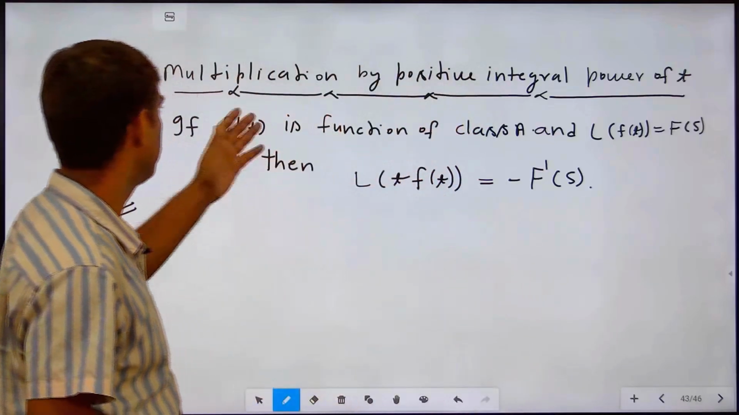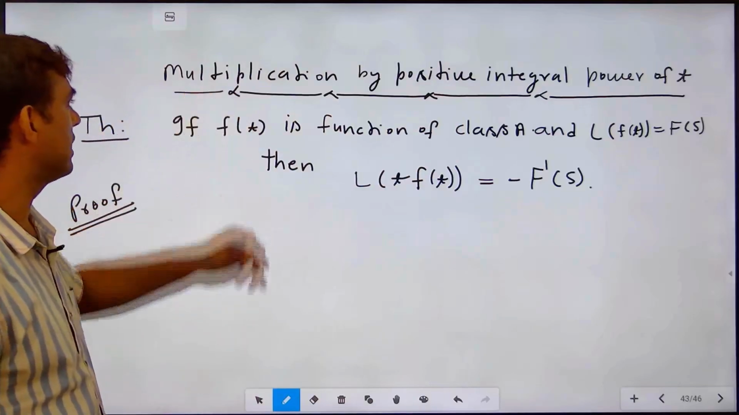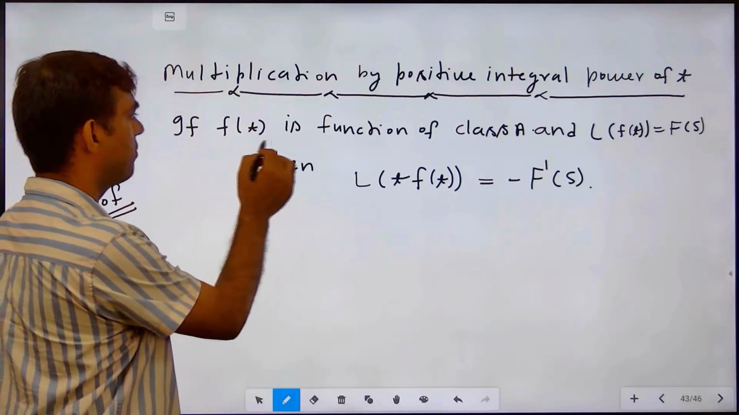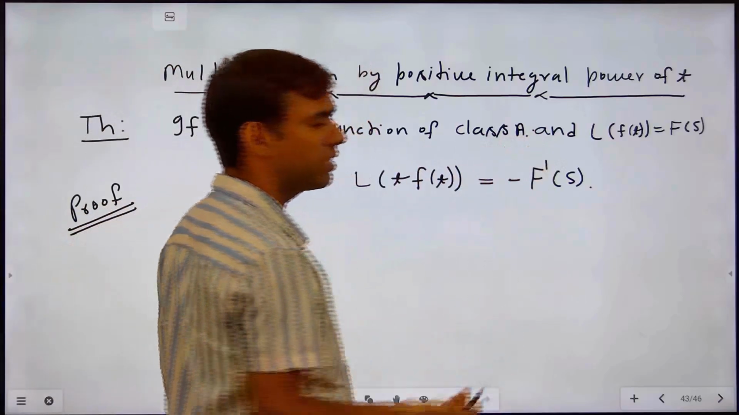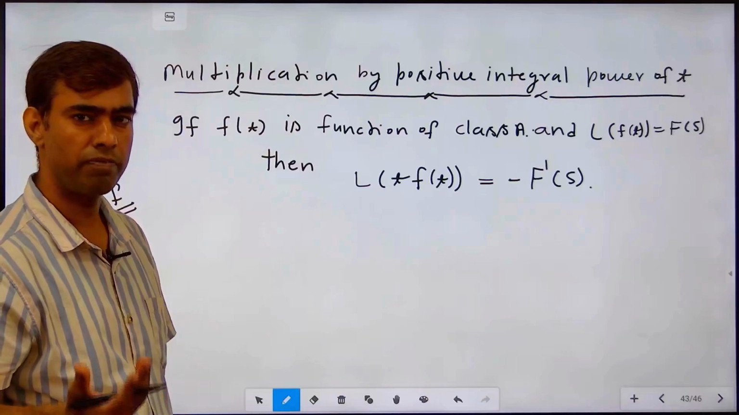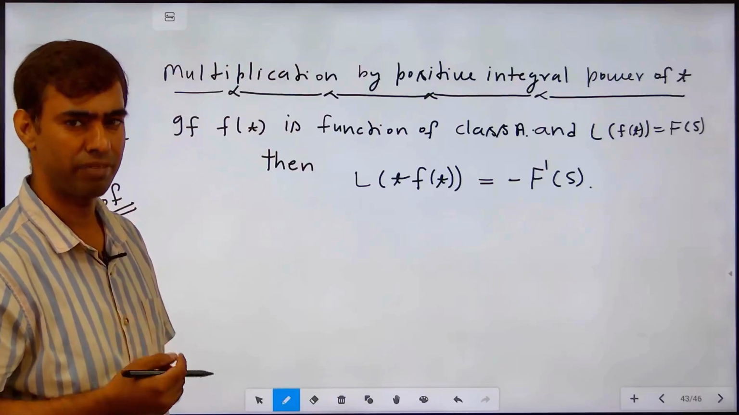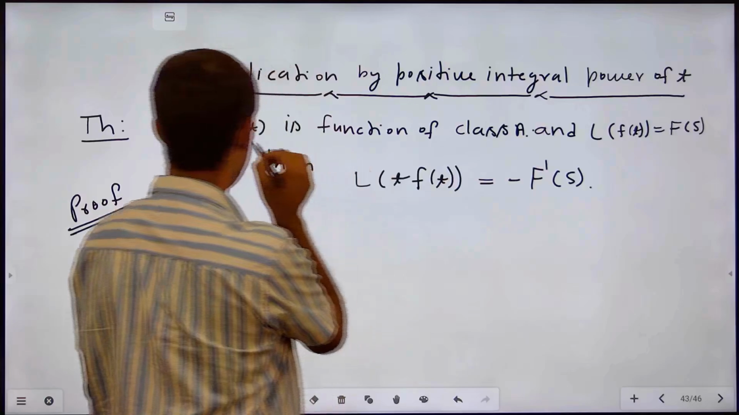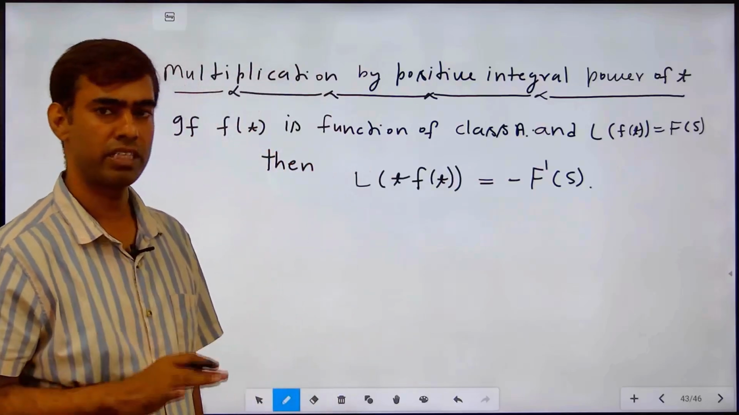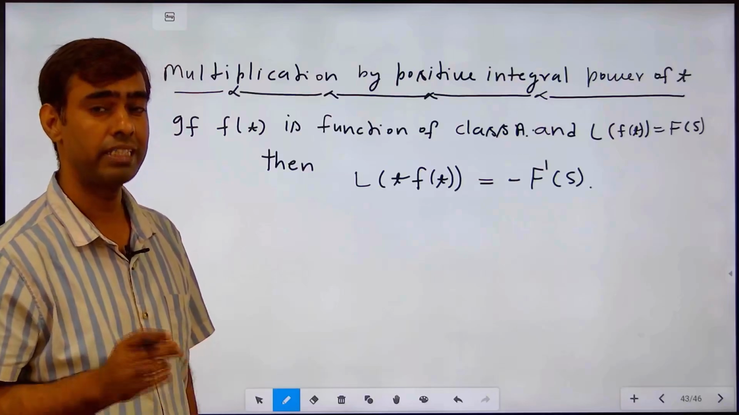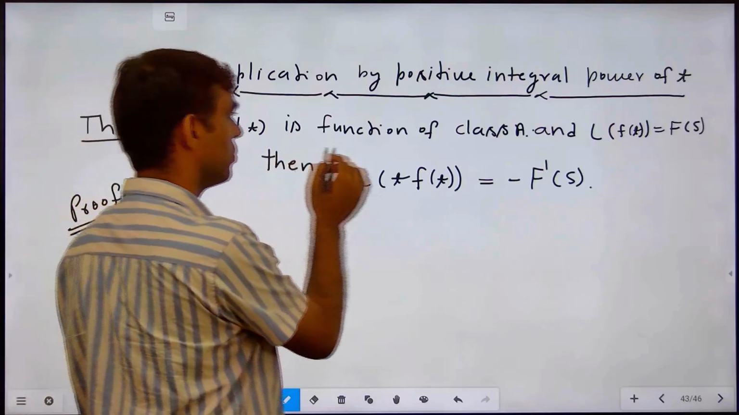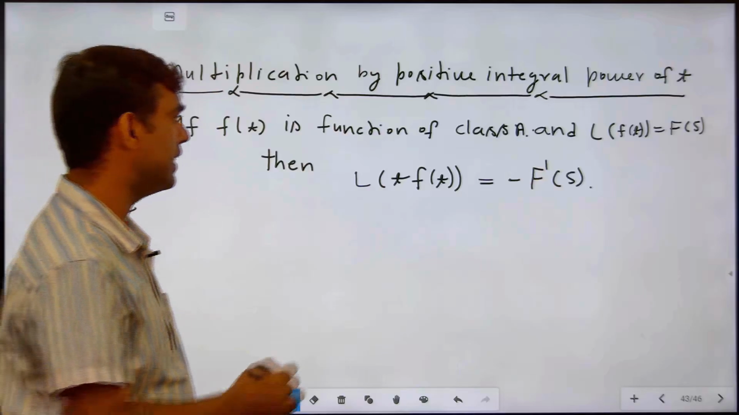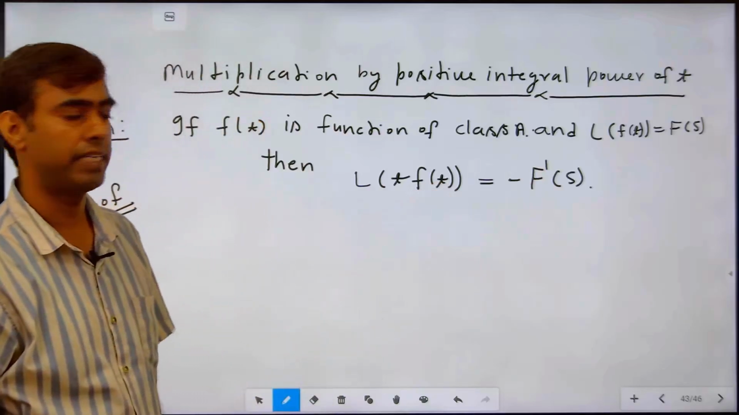So, here we write this property as multiplication by a positive integral power of t. What is the property? If f(t) is a function of class A, meaning a sufficient condition for the existence of a Laplace transform, so that f(t) has a Laplace transform, and if the Laplace transform of f(t) is F(s), then the Laplace transform of t into f(t) is minus F dash s.